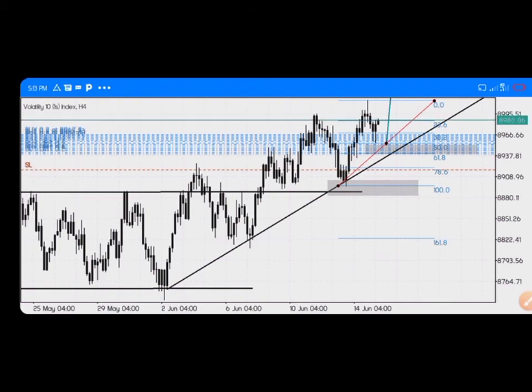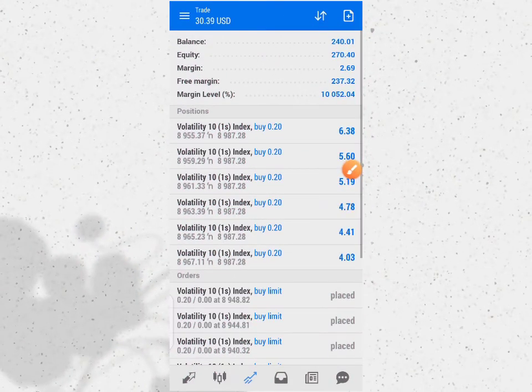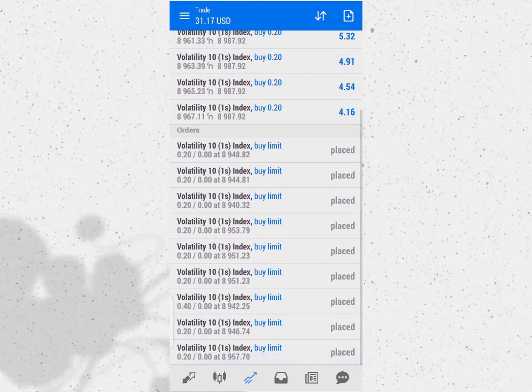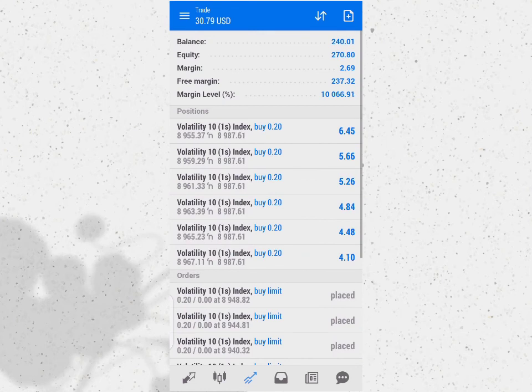Let me go back to portrait mode so I can show you the results so far. You can see the results so far. The result is really good. Remember, it's from 240, now it's at 270, which is good. You can see my buy limit here. All my buy limits are here. The result is really worth fighting for.